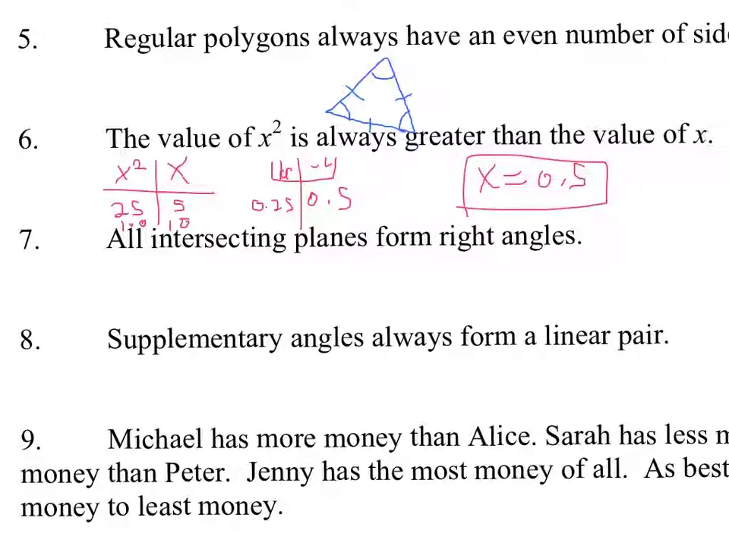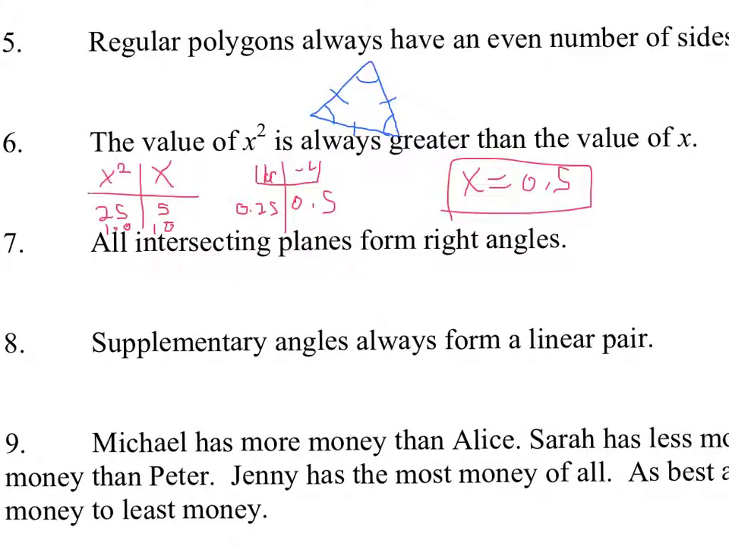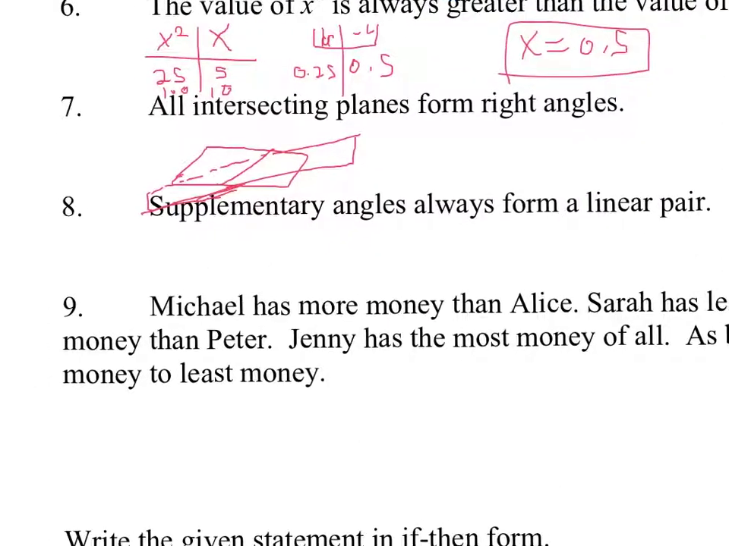All right, number 7, all intersecting planes form right angles. Now this is what we see most of the time, but it would not have to be that way. So let's say I have a flat plane like that, and then I'm going to have a plane that crosses through that, but it's not going to cross through it straight up and down. I'm going to have it cross through at an angle. So here's my plane, it's going to cross through there, and it goes through at an angle. Again, I'm not grading your artistry, but you should be able to get your idea across.